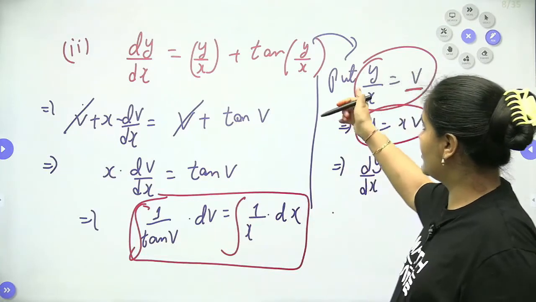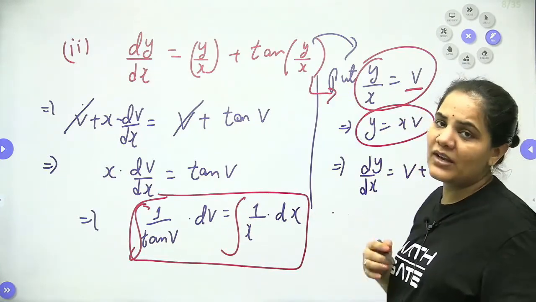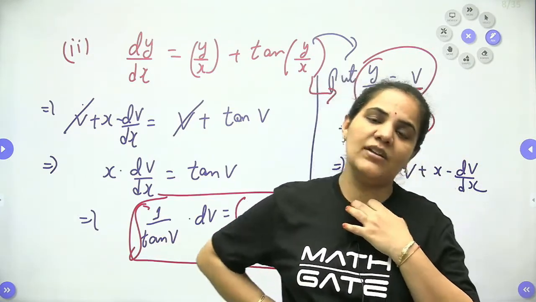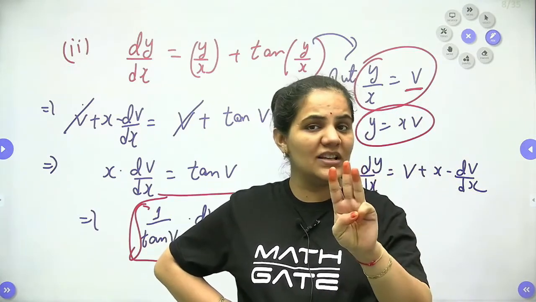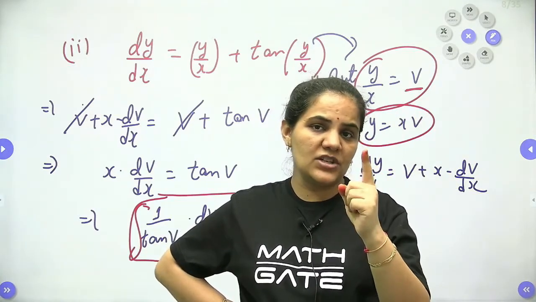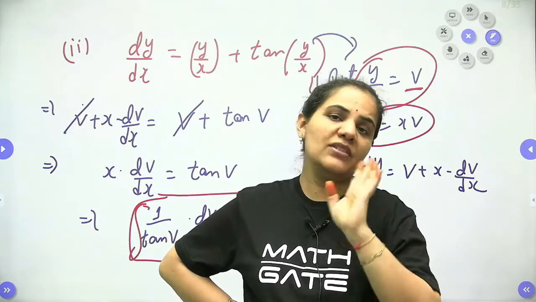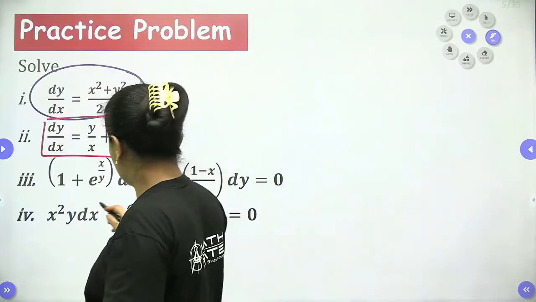Here we have a trigonometric function, so that's why I just substituted y by x is equal to v, and we can approach directly. So the process will be the same. Each and every homogeneous differential equation question can be approached in three single steps. First we have to substitute, then we have to find the differentiation, and third we have to apply the variable separation. Done. Let's have a discussion on more questions, dear students.